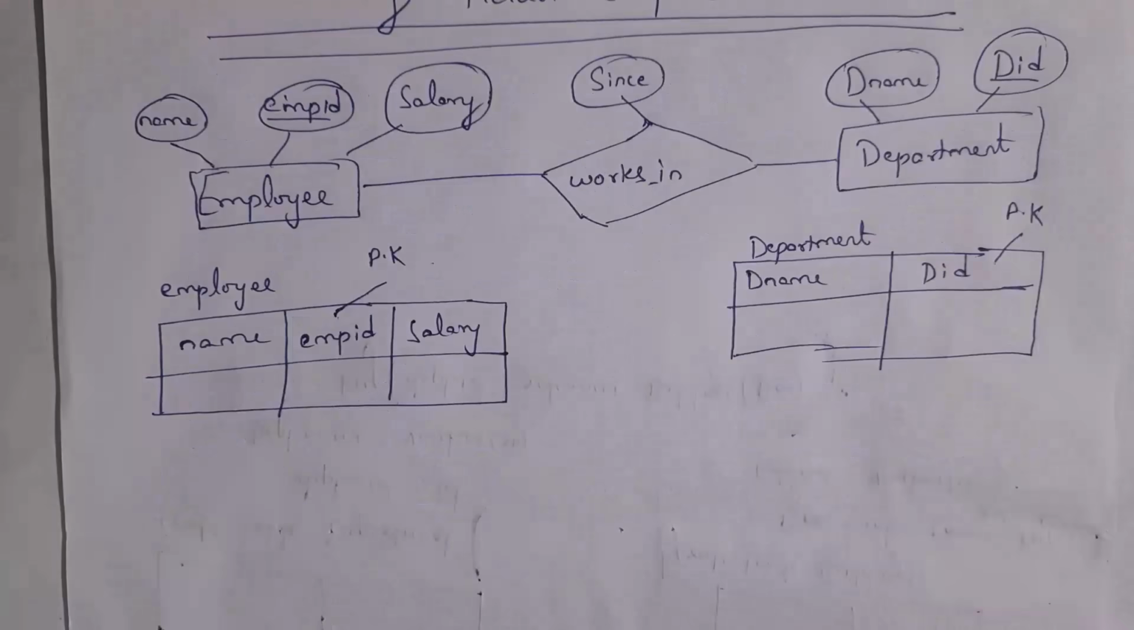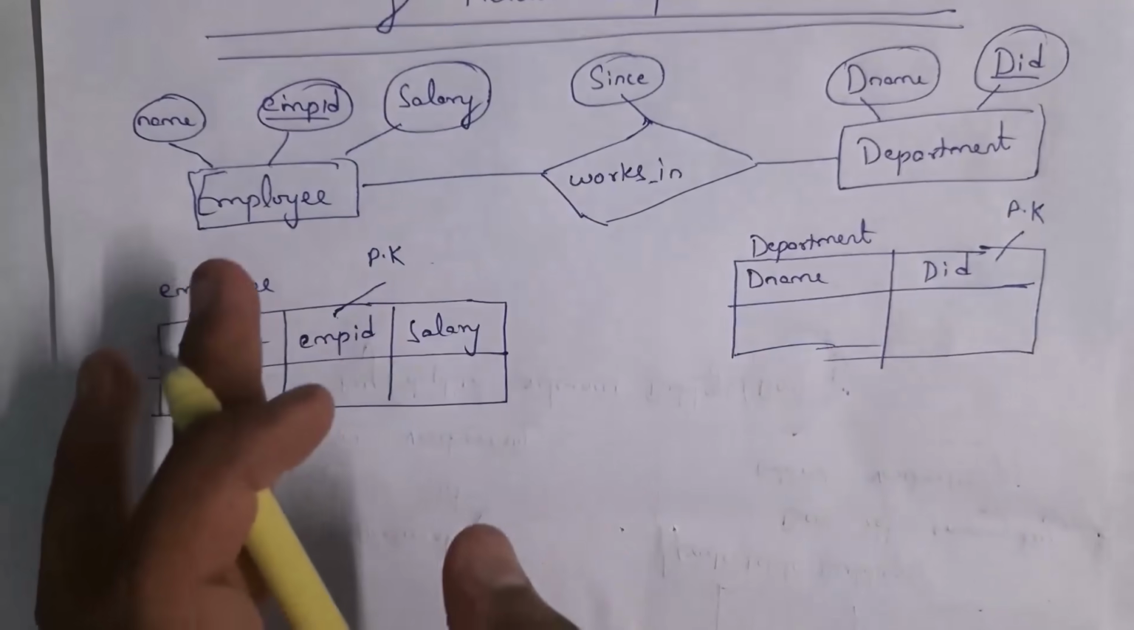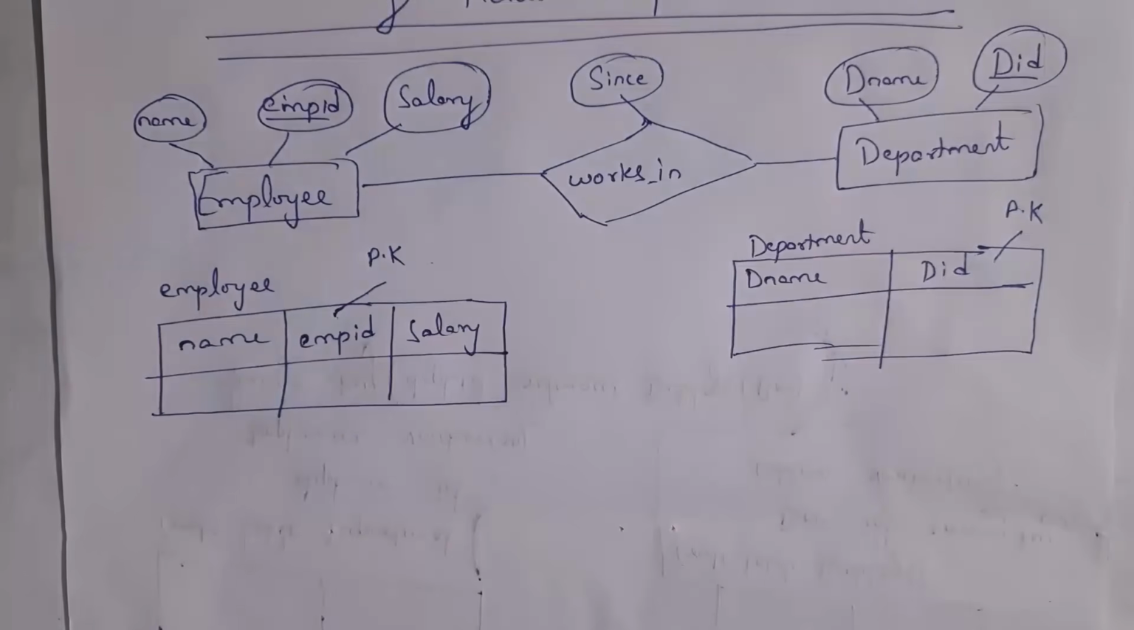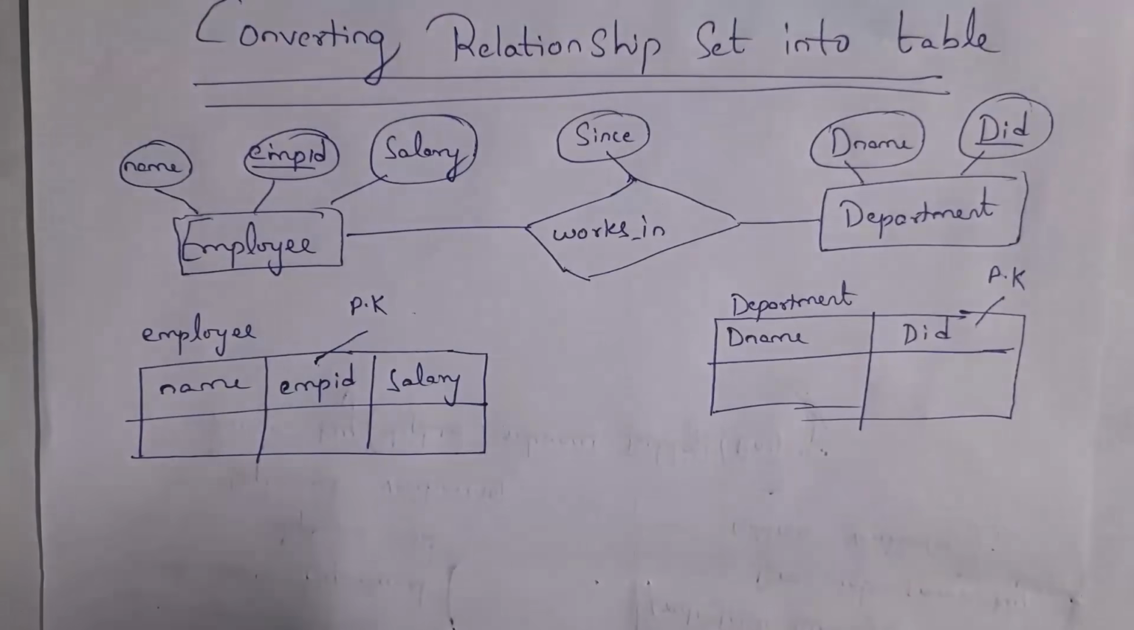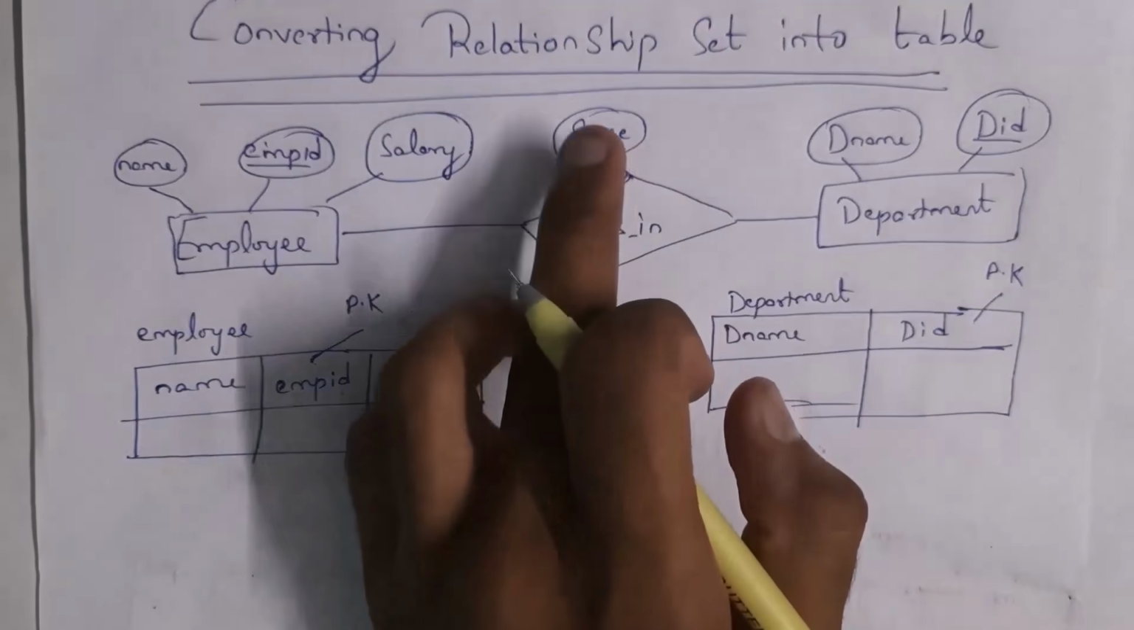Guys, for example, let us consider there are two entity sets. They are employee entity set and department entity set. As we know, employee works in department. So I will connect these two entities by establishing working relationship. Now we need to create table for this relationship set. Already there is one attribute in this relationship set, that is since. The since is nothing but column name.